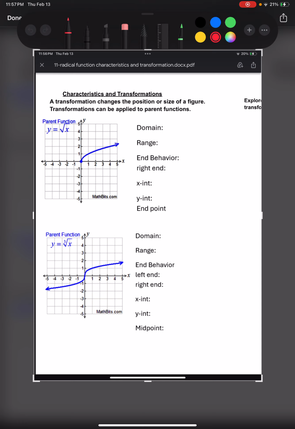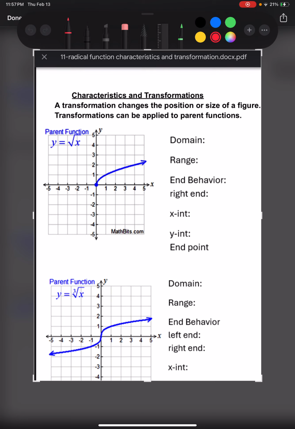So we're going to talk about radical functions, characteristics, and transformations. We've looked at these characteristics of quadratic functions and absolute value functions before, and we are now looking at a radical function. So the radical parent function is y equals square root of x, and then we are going to also look at y equals cube root of x. So first, let's look at y equals square root of x.